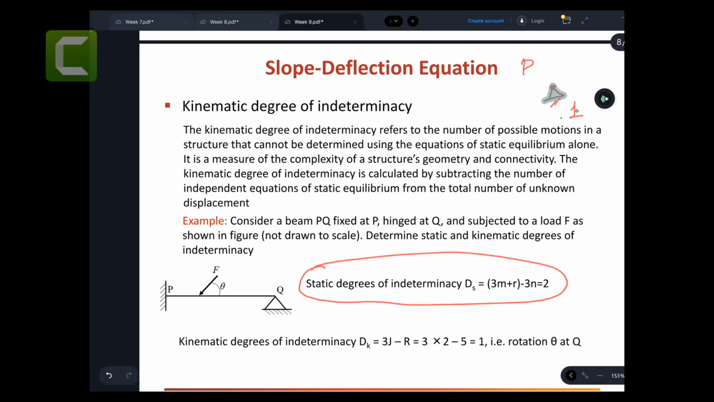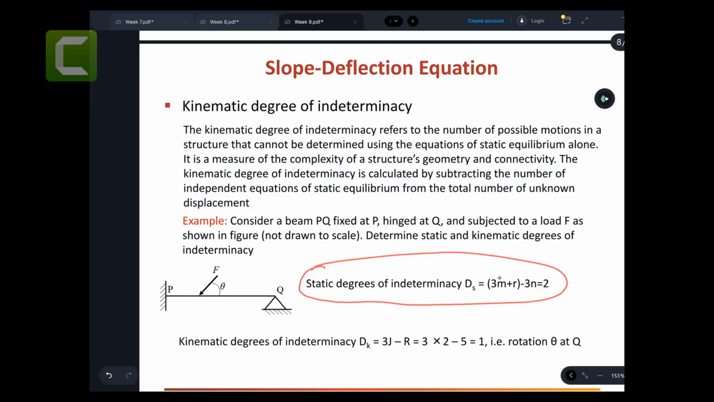It is a measure of the complexity of the structure's geometry and connectivity. I already explained that. The kinematic degree of indeterminacy is calculated by subtracting the number of independent static equilibrium equations, so how many equilibrium equations, minus the total number of unknown displacements. So that is the definition: total equilibrium equations minus total number of unknown displacements.